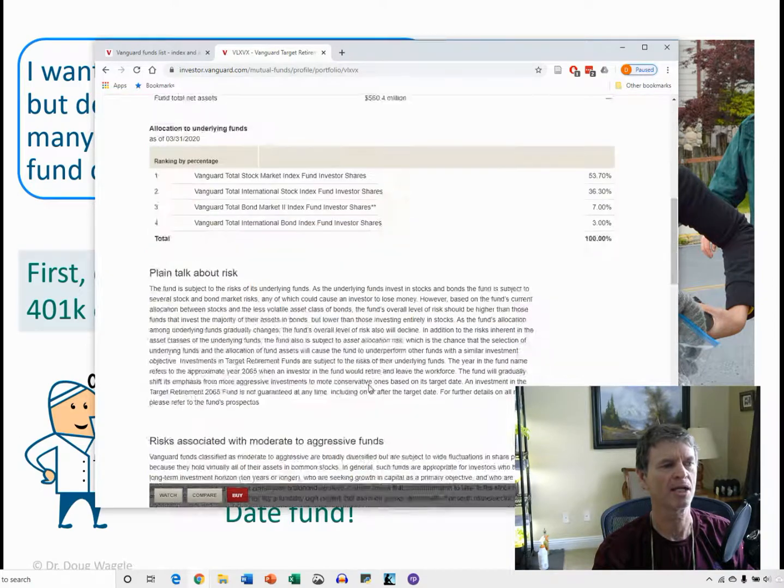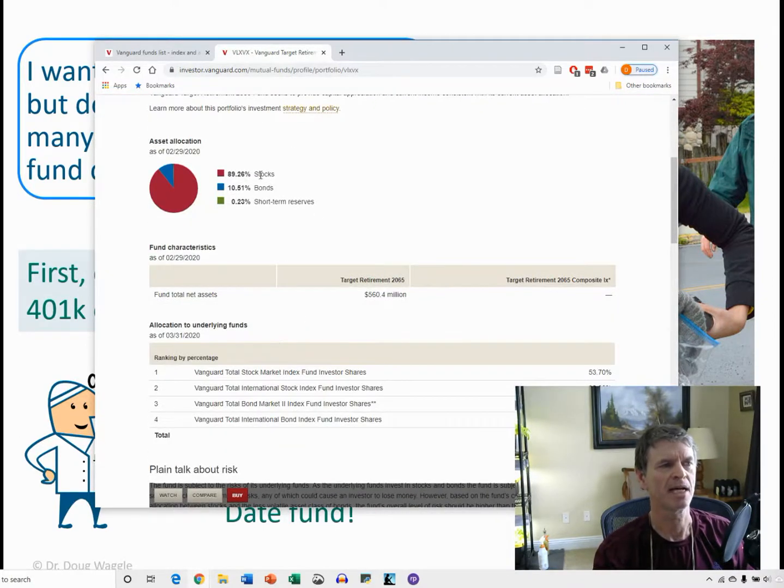So Vanguard has almost 90% of the money in stock. They've got this in the total stock market, US. They've got about 54% in US stocks and about 36% in international stocks. So they've got a pretty good exposure to stock outside the US, and 7% in US bonds roughly, and 3% in international bonds.